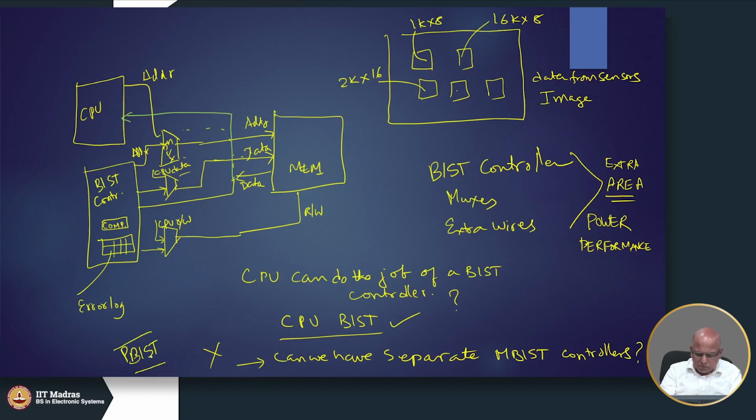So it can be programmed by the user or the test DFT engineer to apply these algorithms. Different memories may require different algorithms, right? A larger memory may require a different algorithm, and a smaller memory may require a different algorithm. So that programming is done through what is called as PBIST.